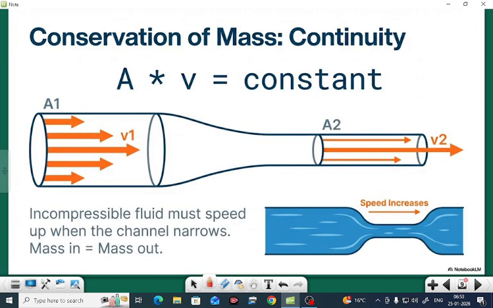Conservation of mass, the continuity. A times v is equal to a constant. An incompressible fluid must speed up when the channel narrows. As the channel narrows, the mass in is equal to the mass out, and that is the conservation of mass, or continuity. So speed increases at this part and decreases at this part because A1 v1 equals A2 v2. This is the equation of continuity. Speed increases at this point.